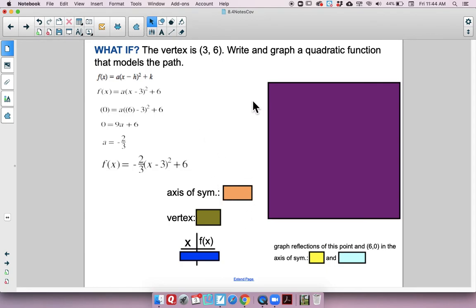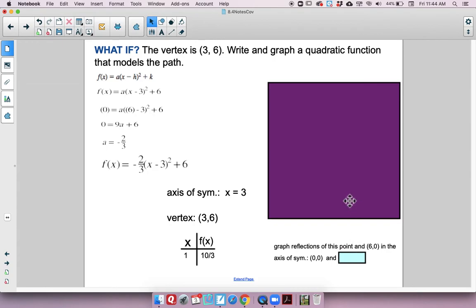We know it's going to look pretty much like the other one, except it's going to go higher, right? And what's our axis of symmetry? 3, right? Because h was 3. Our vertex, we already know, is (3, 6). We know it goes through (6, 0), so we could always plot that point in, and (0, 0). So (6, 0) and (0, 0). And then let's pick another point. I used 1 and ended up getting 10/3.